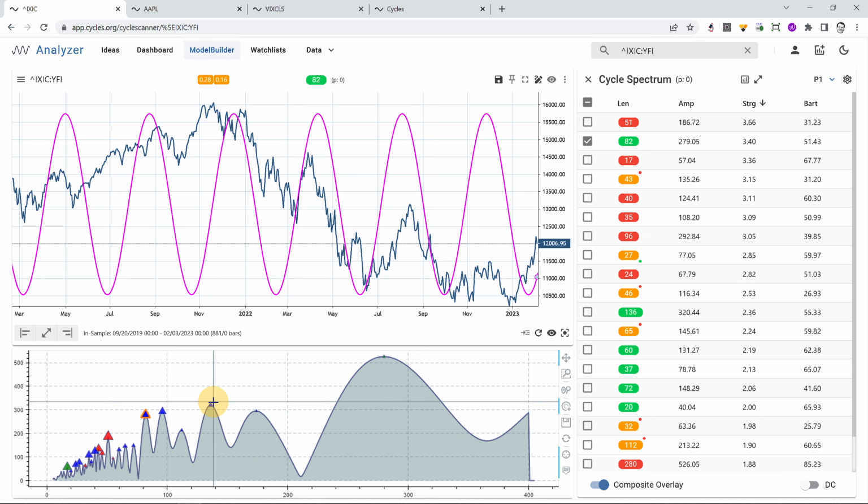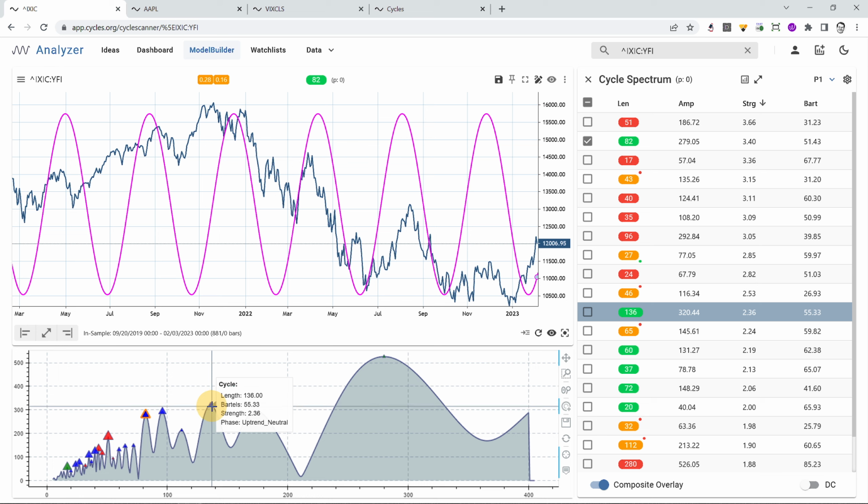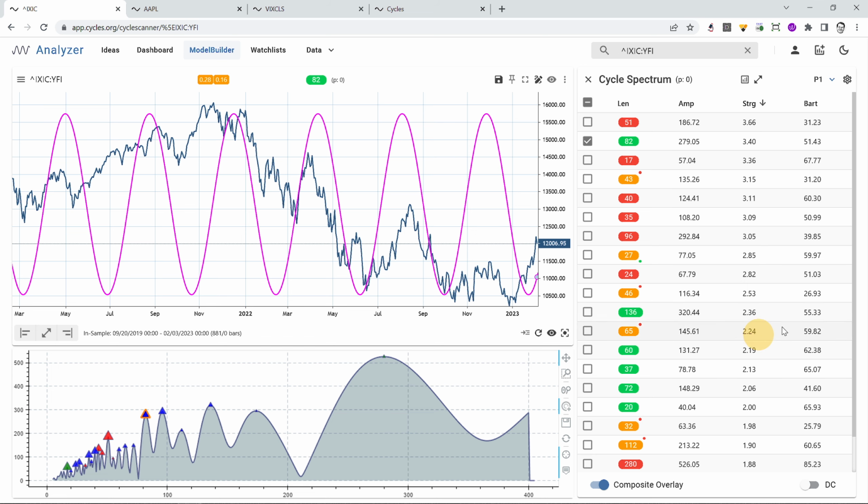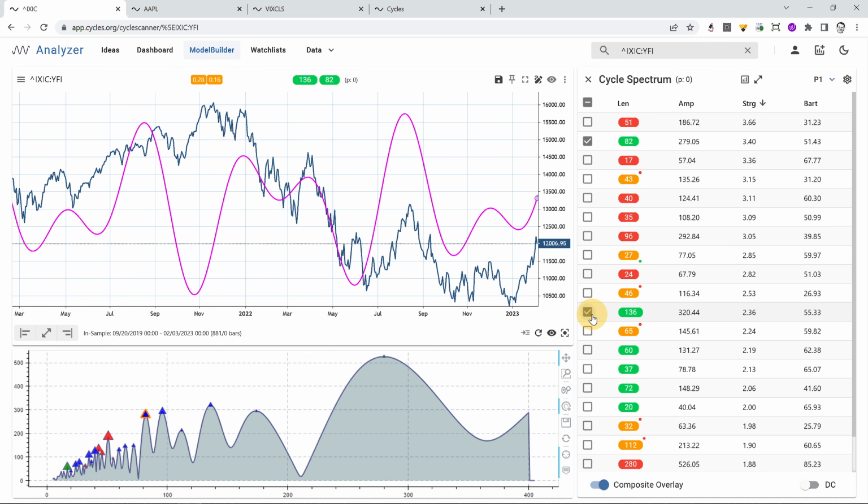And then 138. Let's see if we can find this cycle. If we spot this one here, this is 136. It's quite similar. We spot it here in the table. Strength is okay, it's in the middle of all the cycles. Bartels score above 50. 136 is similar to 138, which is found in Apple. So we can use this one here.